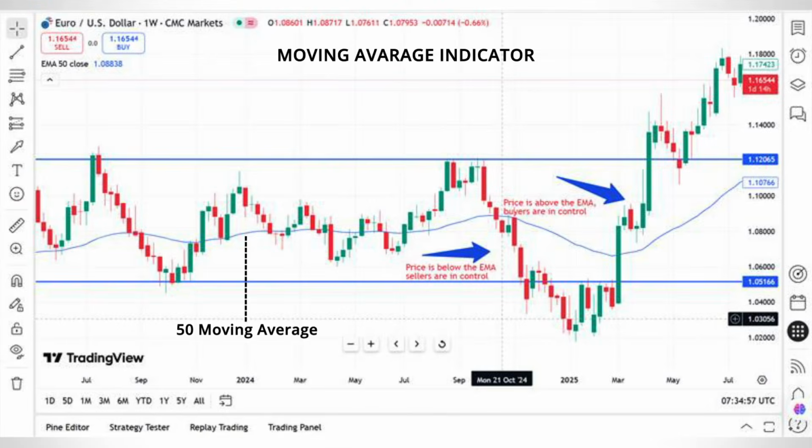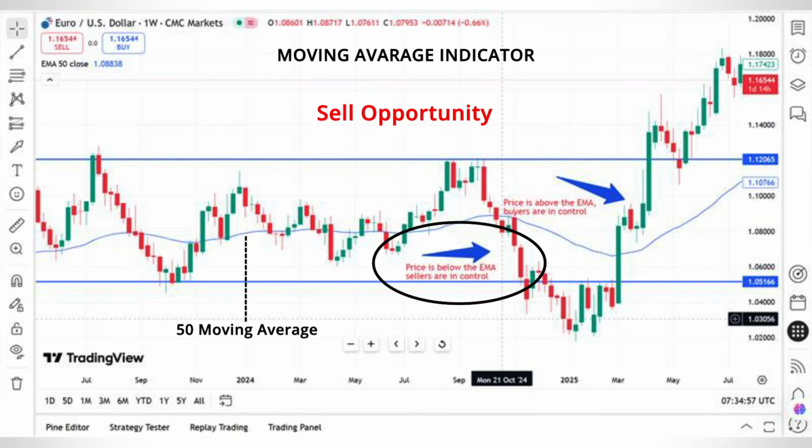For example, let's see the moving average indicator. If you add a 50-period moving average to this Euro USD chart, when price is above the moving average line, it shows that buyers are in control and you should be looking for buy opportunities. And when price is below the moving average line, it means that sellers are in control and you want to look out for selling opportunities.